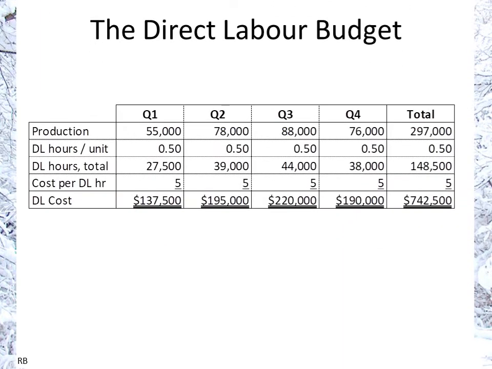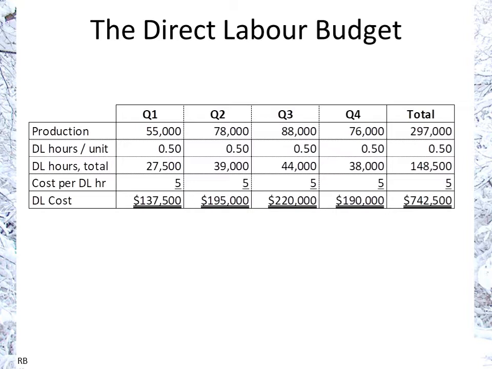The direct labor budget is also based on the production levels. So we begin here with the production budget across the top. And then we have our assumption on the required direct labor hours needed per unit produced. That tells us how much direct labor we need. And then we have a cost per direct labor hour, and that gives us the entire cost for the budget.